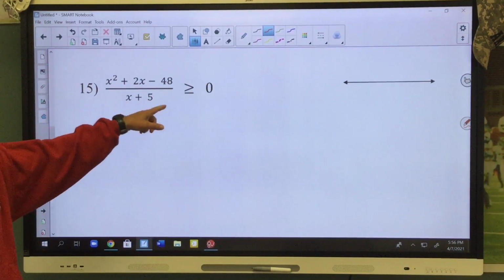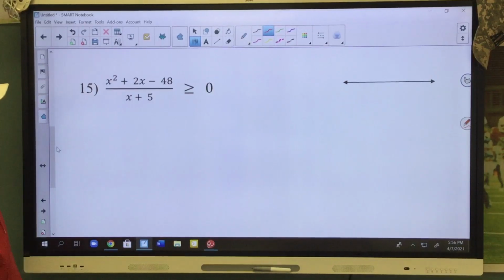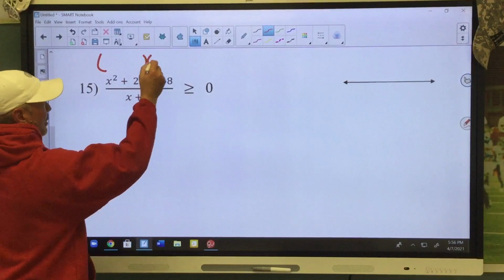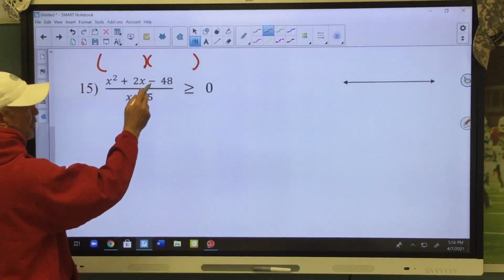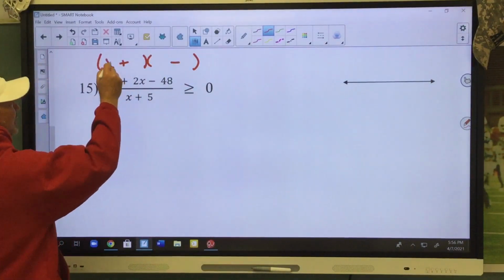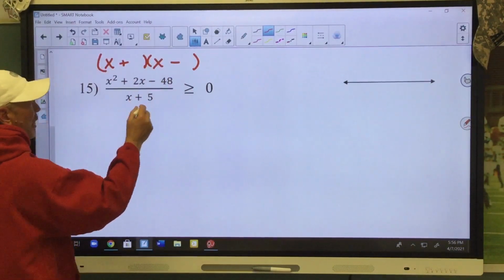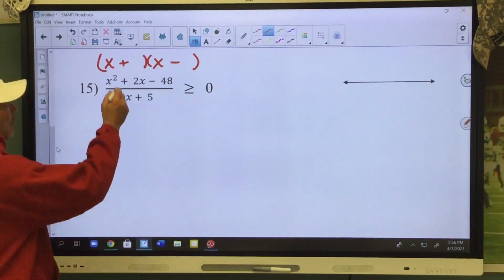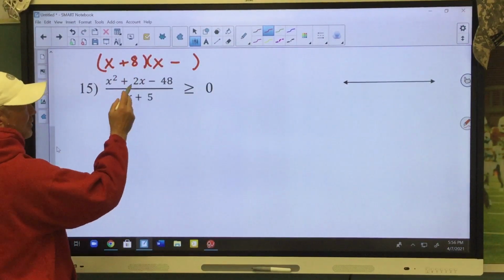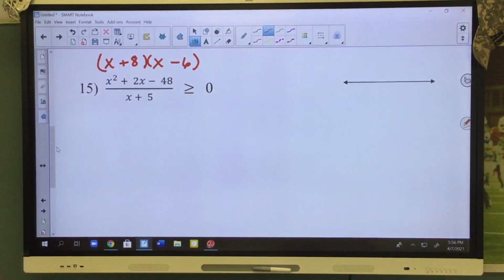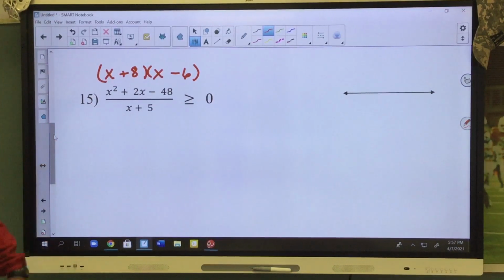We're going to factor the top, okay? So we're going to factor this, and this is going to factor into, signs are different, so we're going to go a plus and a minus. We're going to have x's. In this case, we're going to use 6 times 8, all right? But we're going to put the 8 with the plus sign because the 2 is positive, and we have the x plus 5. So now we're ready to determine what numbers to put on the number line.